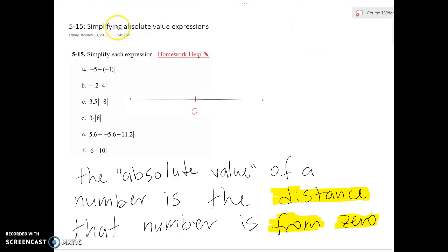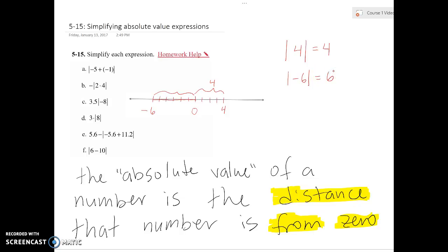So if we're talking about the absolute value of 4, we're saying, well, here's 4 on the number line, and I'm asking what is the distance it is from 0. Well, it's 1, 2, 3, 4 away. So the absolute value of 4 is 4. We can also go on the other side, and let's say like the absolute value of negative 6. 1, 2, 3, 4, 5, 6, negative 6. The absolute value of negative 6. Well, how far away is negative 6 from 0? Well, the absolute value of negative 6 is 6.